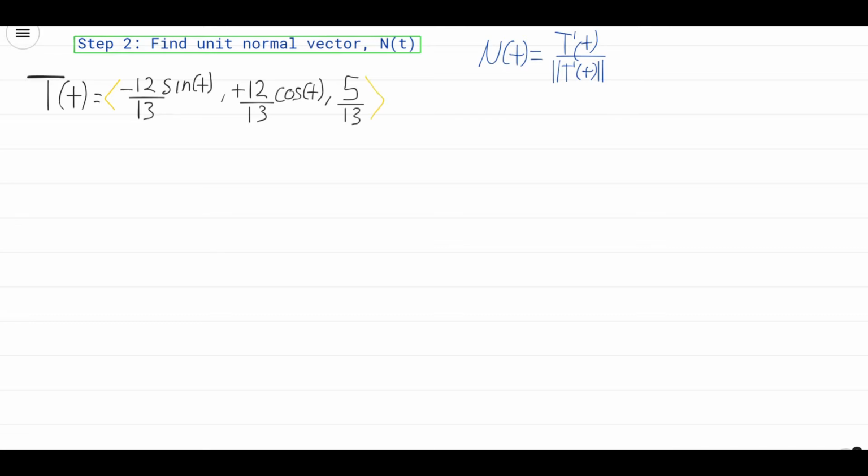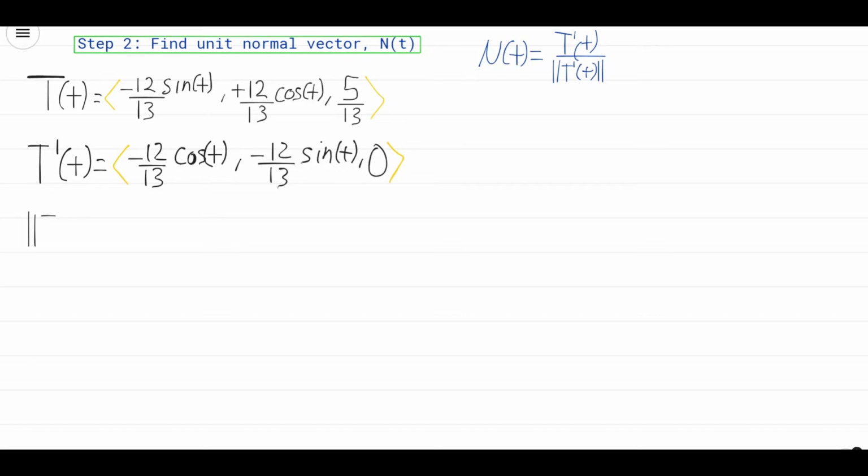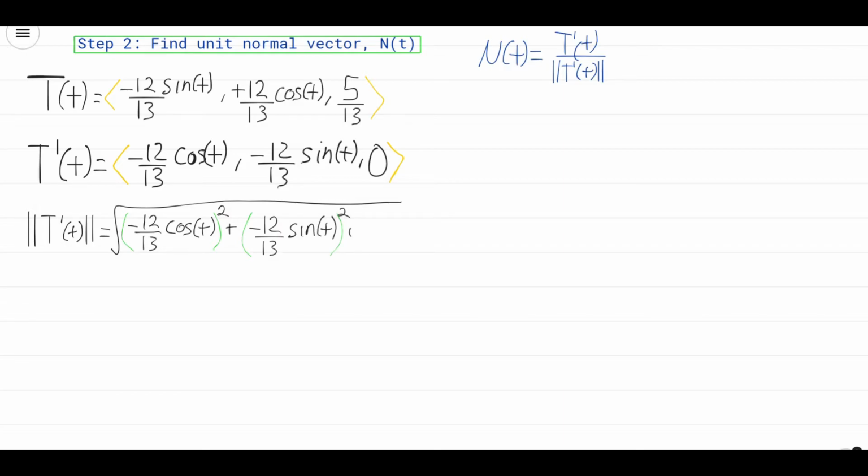The first thing we need to do is take the derivative of this vector. The derivative of negative sine of t is negative cosine t, so negative 12 over 13 times cosine t. The derivative of cosine is negative sine, so negative 12 over 13 times sine of t. And the derivative of a constant, 5 over 13, is just 0. Now we have to compute the magnitude of this: negative 12 over 13 cosine t squared plus negative 12 over 13 sine of t squared plus 0 squared.